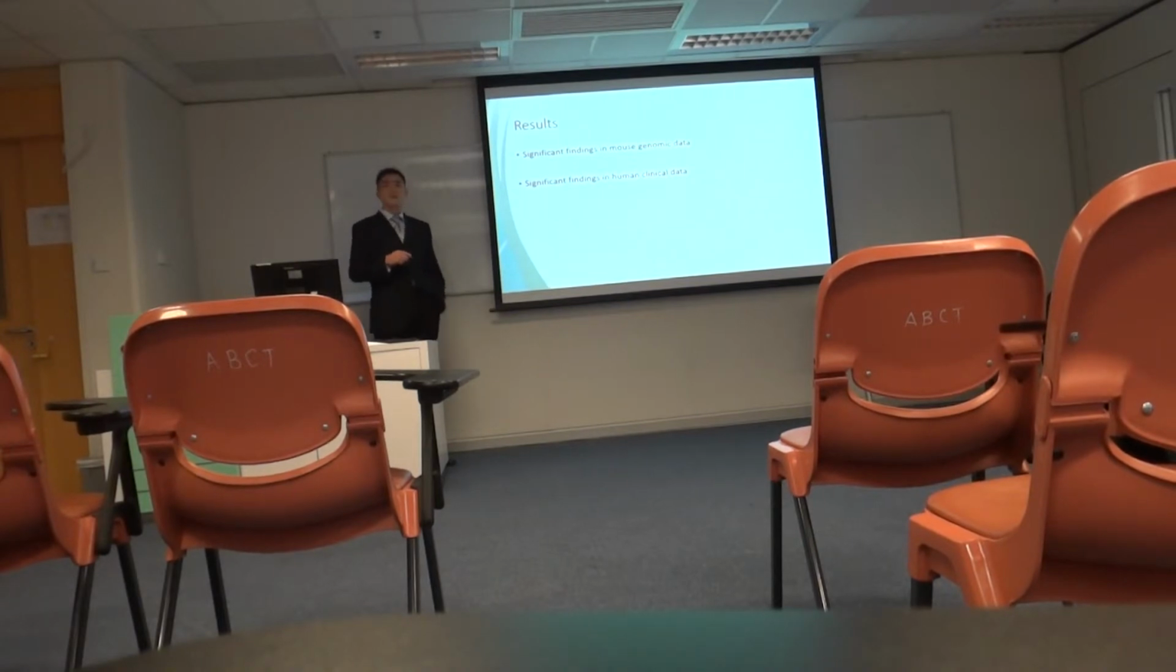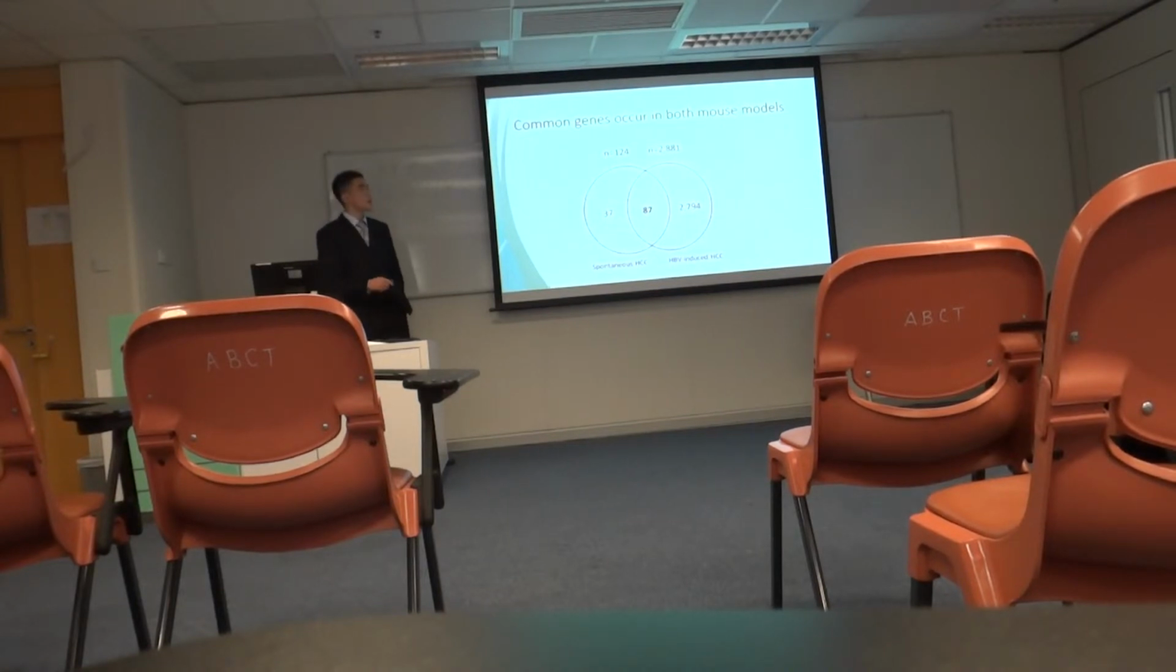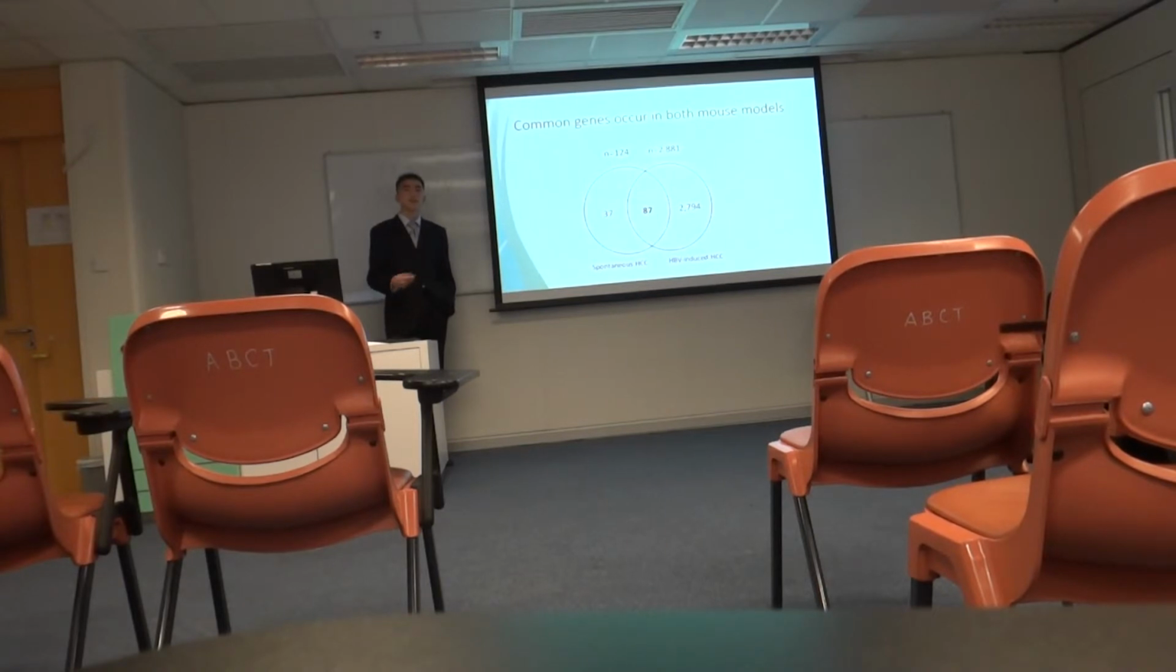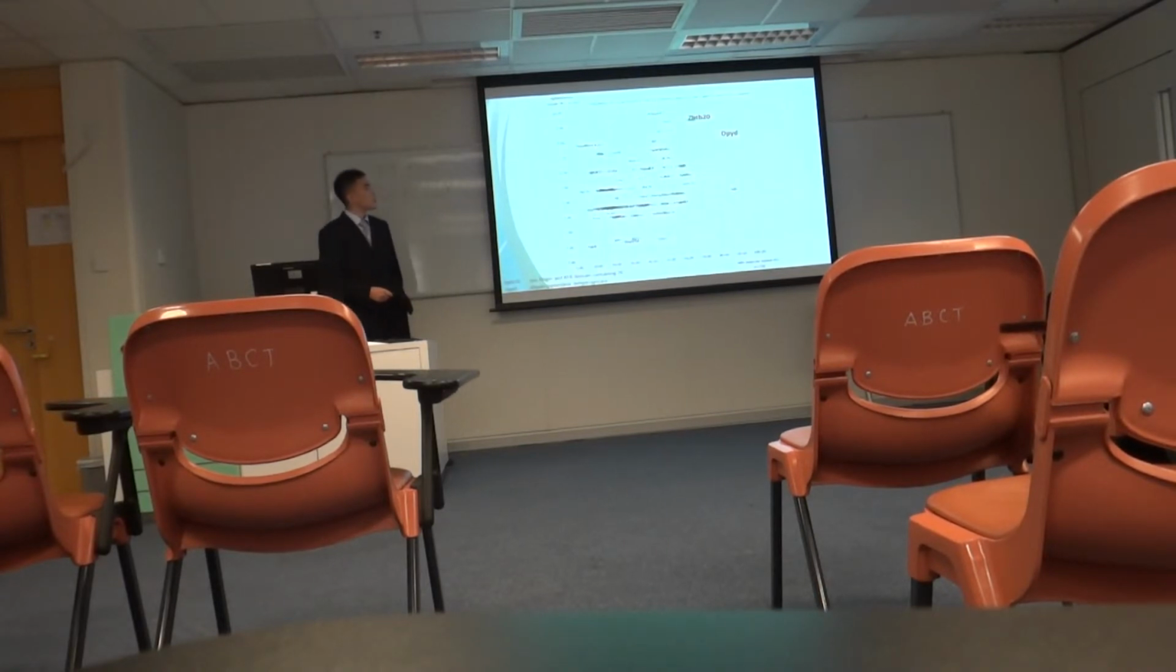So the results part, I will start with the mice genomic data. There are 87 genes that have been identified that commonly occur in both types of HCC, spontaneous and HBV-induced. If we plot those 87 genes according to their frequency of occurrence in the mice genomic data, the y-axis represents the spontaneous type of HCC model. The x-axis represents the HBV-induced type of HCC.